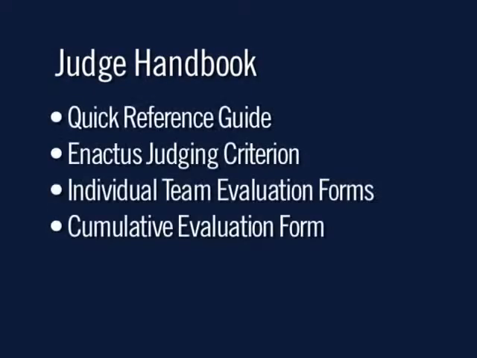The Judge Handbook you have been provided is designed to help you through the evaluation process of each team. Within the document, you will find a quick reference guide, the Enactus Judging Criterion, individual team evaluation forms, and a cumulative evaluation form. The quick reference guide is a written overview of what we are covering in this video, and along with the judging criteria that we discussed earlier, is provided as reference while you are judging.